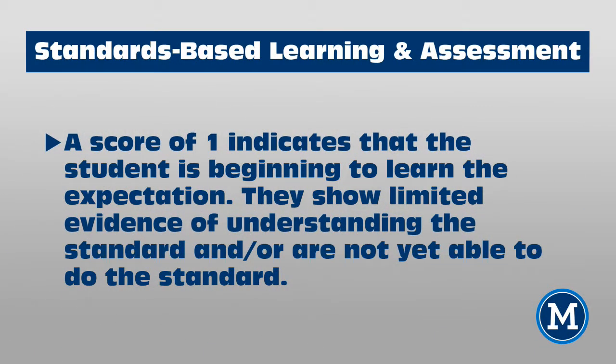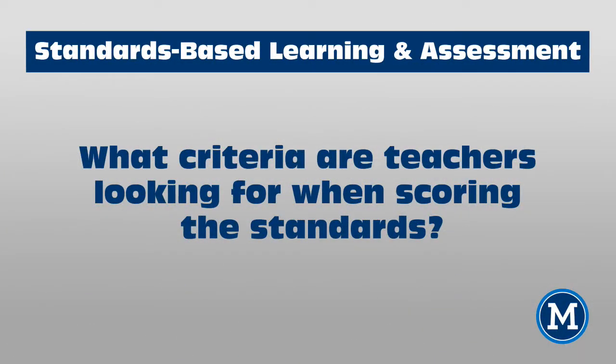A score of 1 indicates that the student is beginning to learn the standard. They show limited evidence of understanding the standard and are not yet able to do that standard. If the standard does not have a score, this means the standard was not assessed during that grading term. What criteria are teachers looking for when they score the standards?